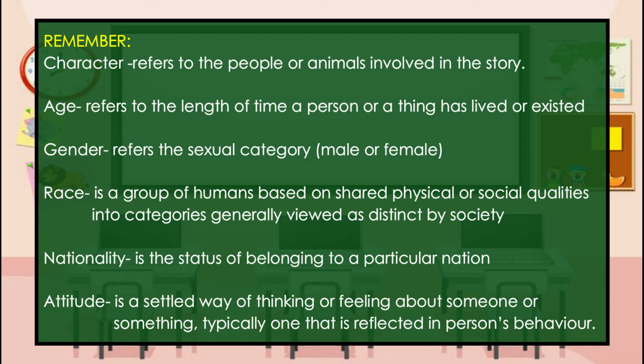Race is a group of humans based on shared physical or social qualities into categories generally viewed as distinct by society. Nationality is the status of belonging to a particular nation. And attitude is a settled way of thinking or feeling about someone or something, typically one that is reflected in a person's behavior. Now it's your turn to read it again. Good luck.